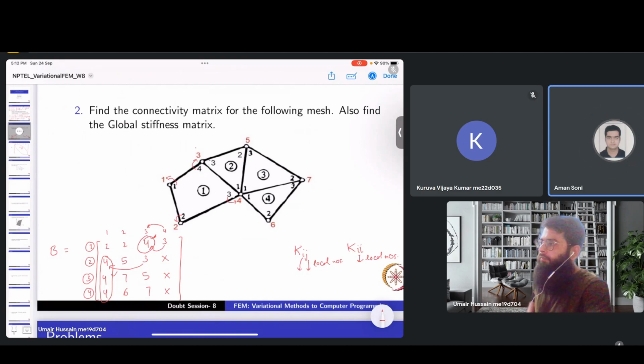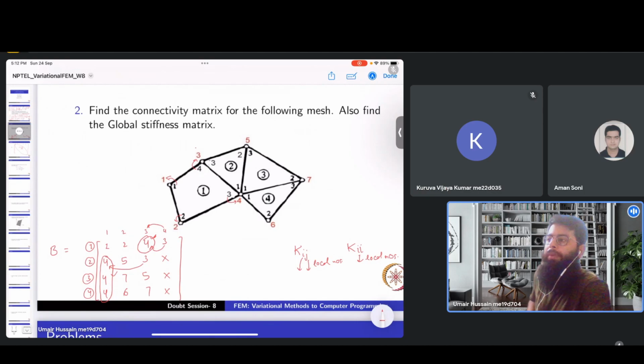If anyone talks about K46, these nodes are connected by a single edge, which is going from 4 to 6. So is there any definite value apart from 0 for this? What should be the value for K46 here? The value for K46 would depend on what kind of element is connecting them. Depending on the element, we'll have our approximation function, and on the basis of that approximation function, we'll get whatever the value should be there.